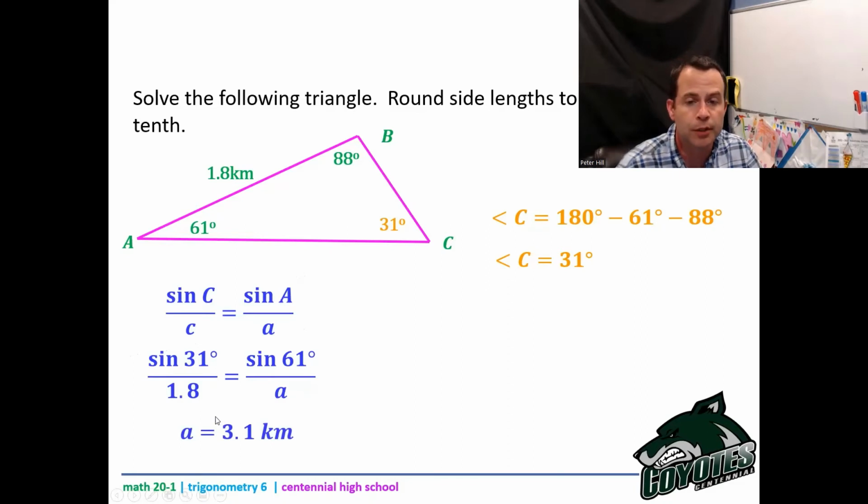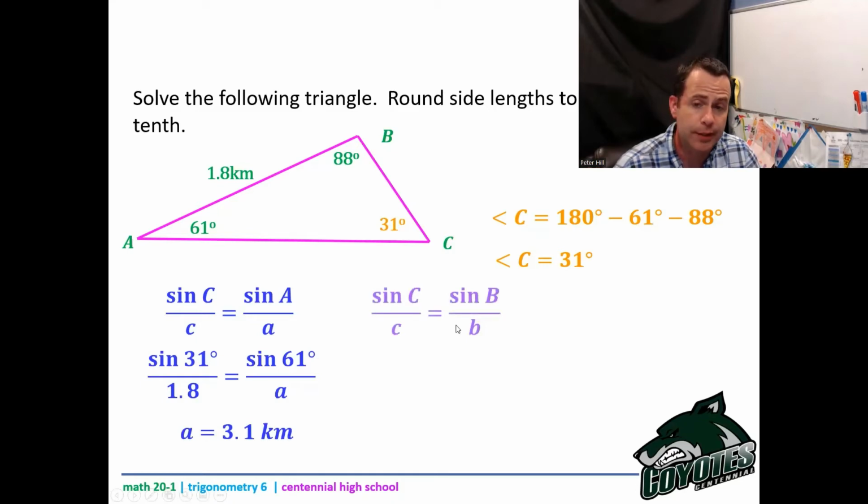Just as a word of caution, if you go sine 61 times 1.8 and you're a TI kid, when you press sine, a bracket opens up right away. So after the 61, you have to close that bracket before you go times 1.8. If you're a child of Casio, it doesn't matter. As soon as you say times, it thinks that angle's done. Now we're going to try for B.